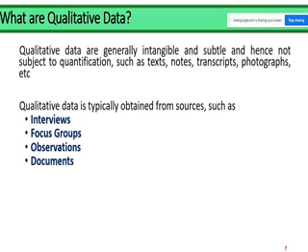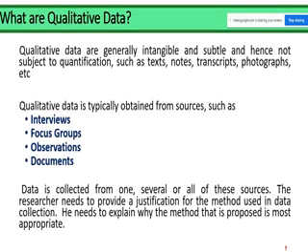And then we have observations. We note down what we observe, either directly or with the help of technology like video recording. Then we have documents, like past documents, scraped information, and letters. Data is collected from one, several, or all of these sources. The researcher needs to justify the method used in data collection and explain why the proposed method is most appropriate. Data collection may use different methods, not only one, because one method may be substantiated by another.